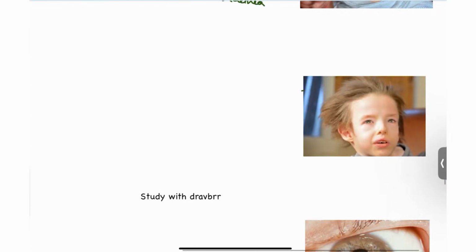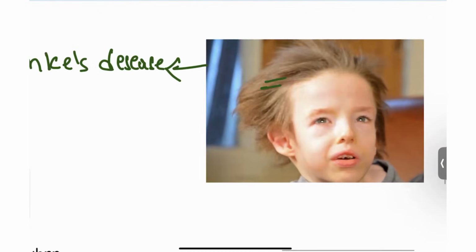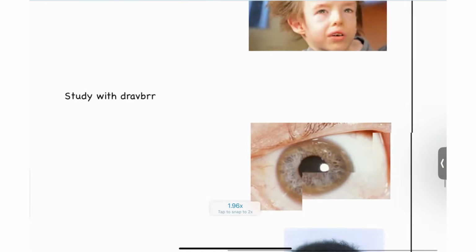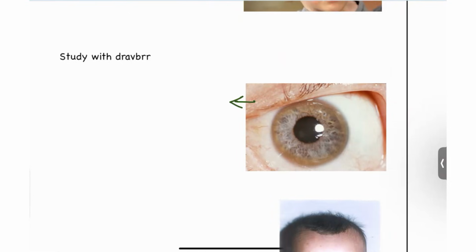Next, this condition is known as Menkes disease. What does Menkes disease show? Kinky hair. This kinky hair is classically seen in Menkes disease. And this condition, you can remember, is the classical condition of Wilson's disease. This is the KF ring.